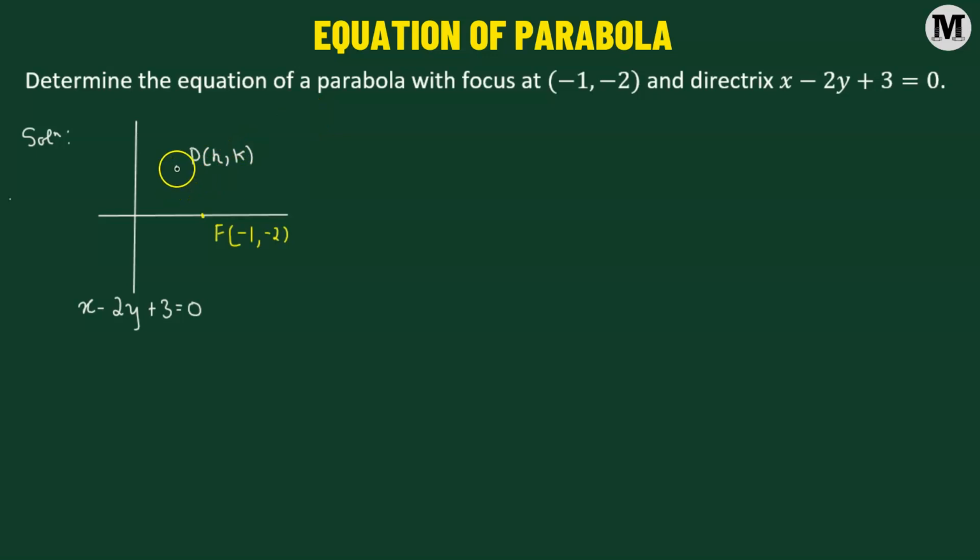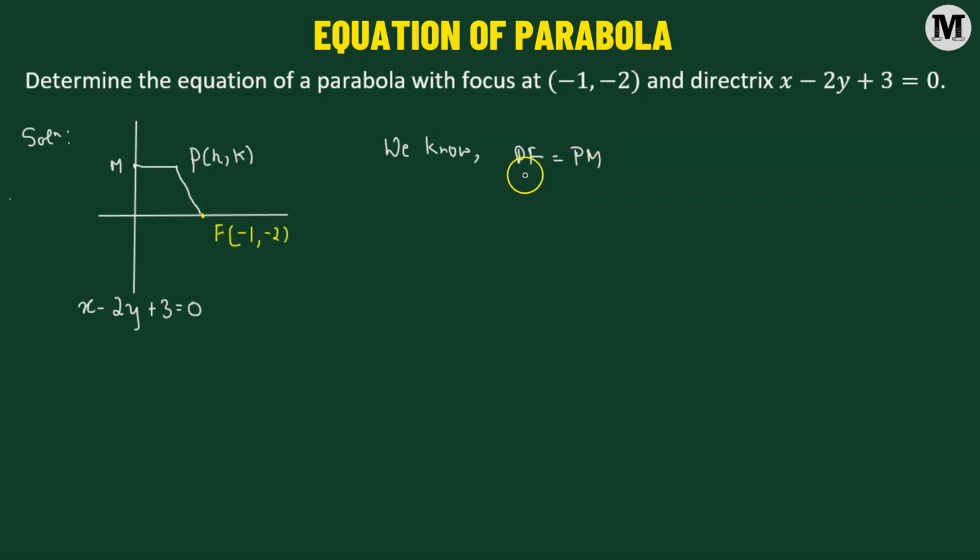First, we'll begin by joining point P and point F, and we'll also drop a perpendicular from point P on the directrix line. Let's say it meets the directrix line at point M. Now by definition, for a parabola, the point P is placed in such a way that the distance PF will always equal the distance PM.